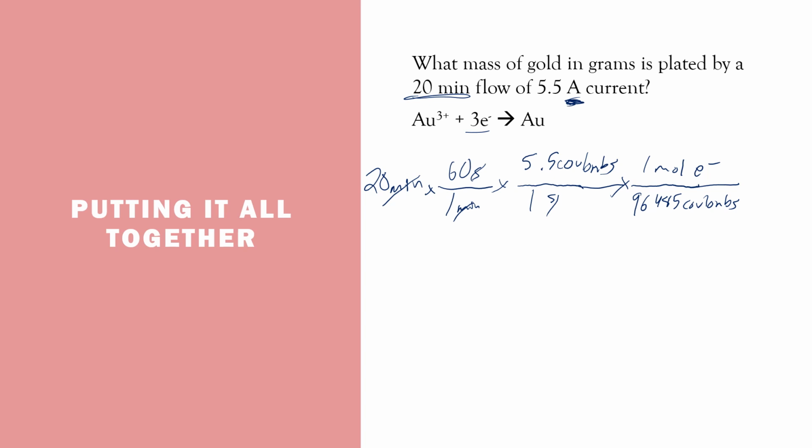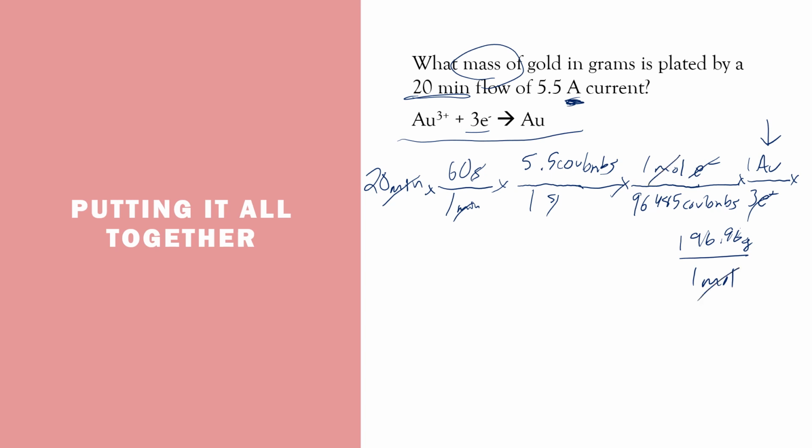From there, I can use my balanced chemical equation to find the moles of gold. So there are 3 electrons for every 1 gold atom plated. And my last step, I'll have to stick it down below, so the electrons are canceling. My last step is I want to change to grams because it's asking about mass. So I just need to use the molar mass of gold, which is 196.96 grams per mole. So our moles cancel now.